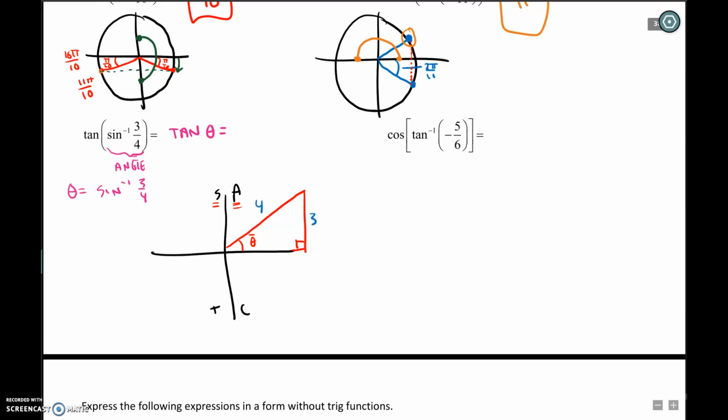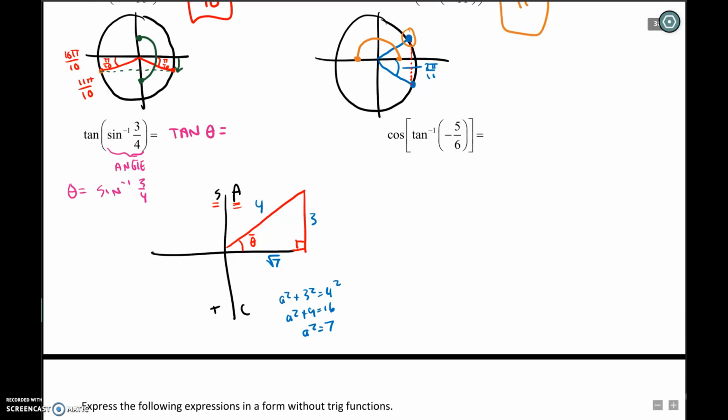I was going to say this is a 3, 4, 5 triangle, but it's not. a squared plus 3 squared equals 4 squared. a squared plus 9 equals 16. a squared equals 7. So this is the square root of 7. Plus or minus the square root of 7, but because it's to the right, it's a positive, so that's my triangle. And I'm in the first quadrant.